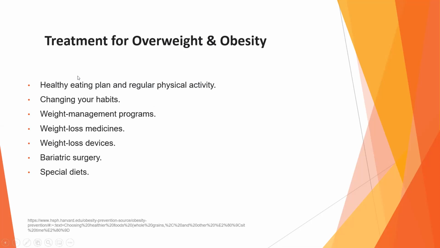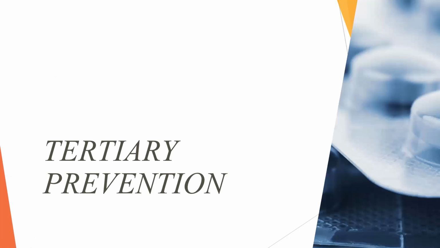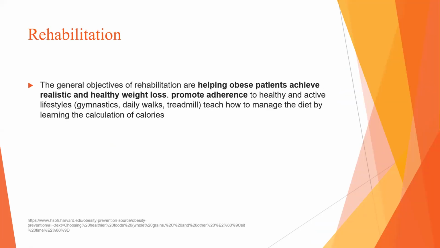So generally there are treatments like healthy eating plans, regular physical activities, changing your habits, weight management programs, weight loss medicines, and weight loss devices. Bariatric surgery is nowadays very popular, which bypasses the digestive system, shortens its length, and reduces your capacity to eat. There are also special diets, including the keto diet, nowadays very popular in our community. And for the tertiary prevention, there is rehabilitation.